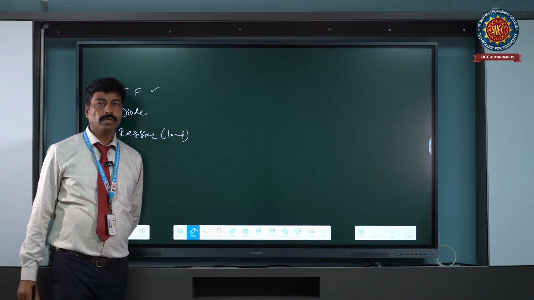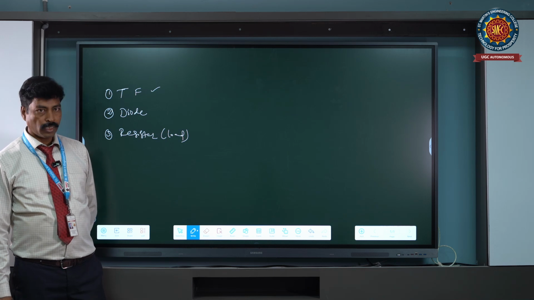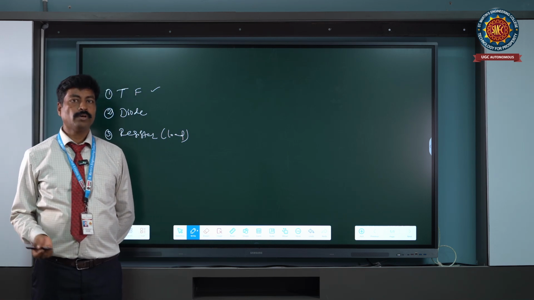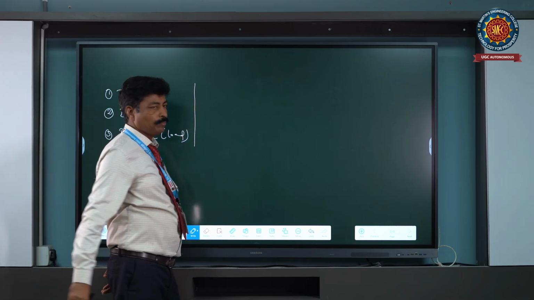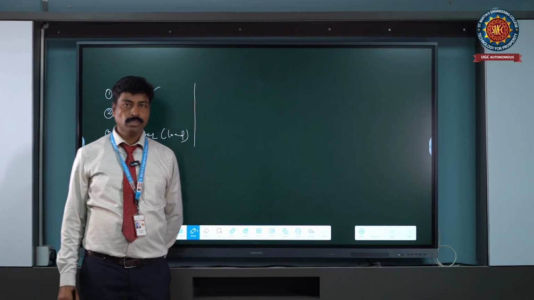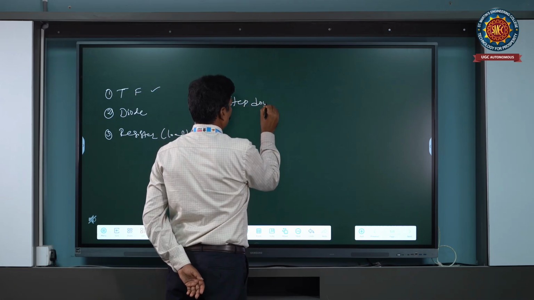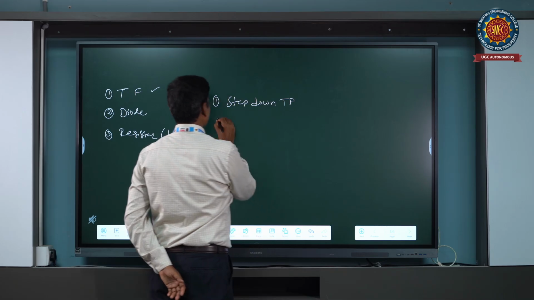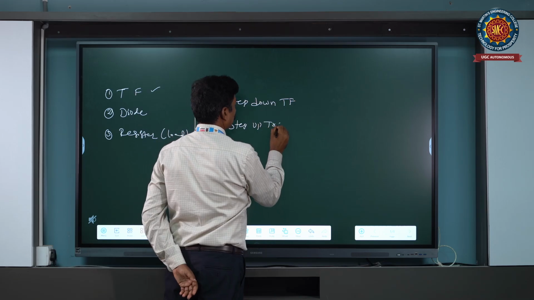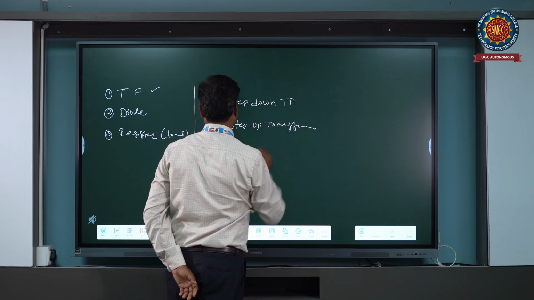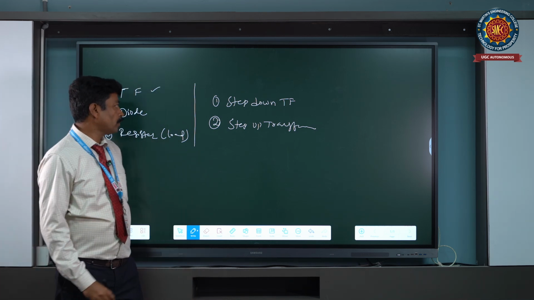What is meant by a transformer? A transformer is a static device that transfers electrical energy from one circuit to another circuit. There are two types of transformers. The first one is the step down transformer. The second one is the step up transformer.